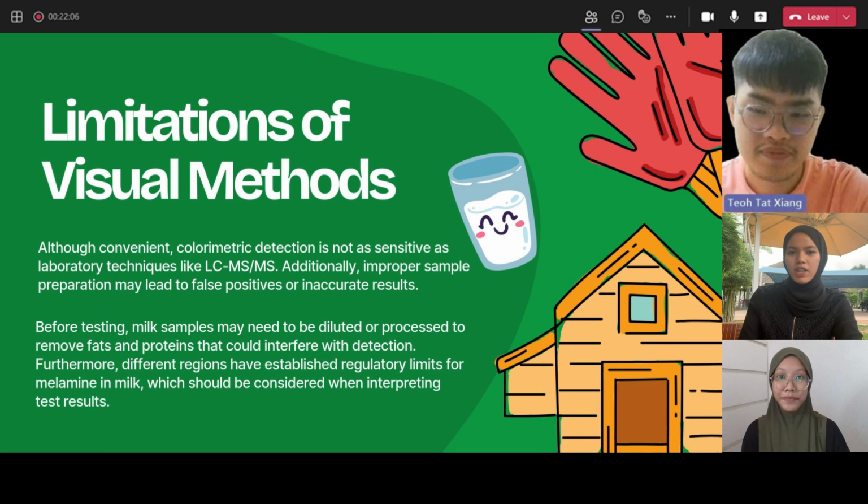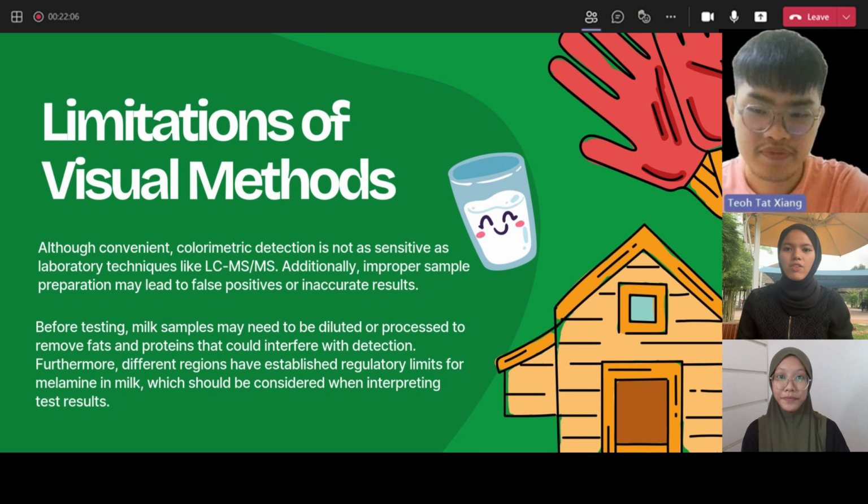Yeah, it can actually mess with the detection process. So, speaking of milk composition, before testing, we actually need to remove fats and protein from the milk because they can interfere with the results. If these are not properly eliminated, the test might not give a clear picture of how much melamine is actually present in the milk.